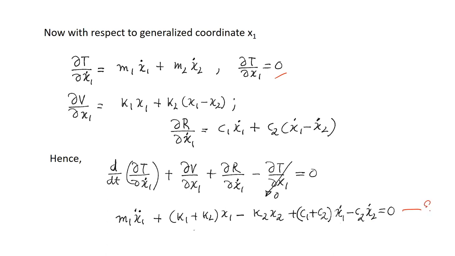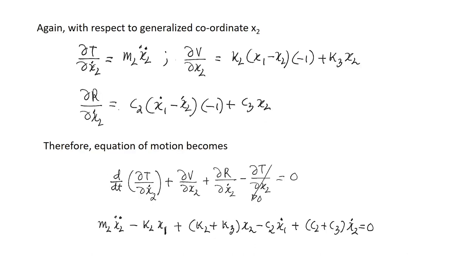So, this is equation 1 for the problem. Okay, equation 2 again we have to obtain. For equation 2, we do the operation with the generalized coordinate x 2. First we carry out this differentiation, del T by del x 2 dot, so it becomes m 2 x 2 double dot. Then del V by del x 2, we get k 2 (x 1 minus x 2) into minus 1 plus k 3 x 2. Then from Rayleigh's dissipation function, we again obtain this quantity, del R by del x 2 dot.